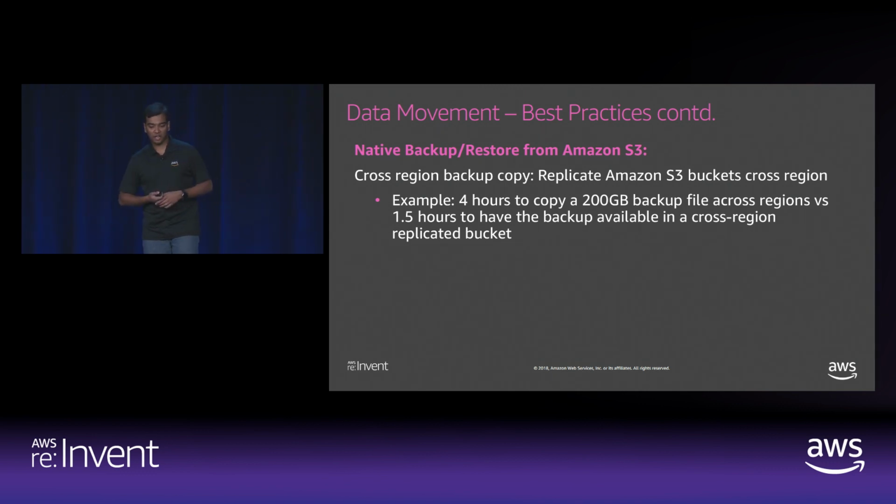A stat we have here is it took us about 4 hours to copy a 200 GB backup file from region A to region B. But if I had enabled bucket replication in S3 and then done the backup, an hour and a half after the file was available in region A, it was available in region B also. So if this is a use case you have, we definitely recommend enabling replication instead of doing a copy after the fact.